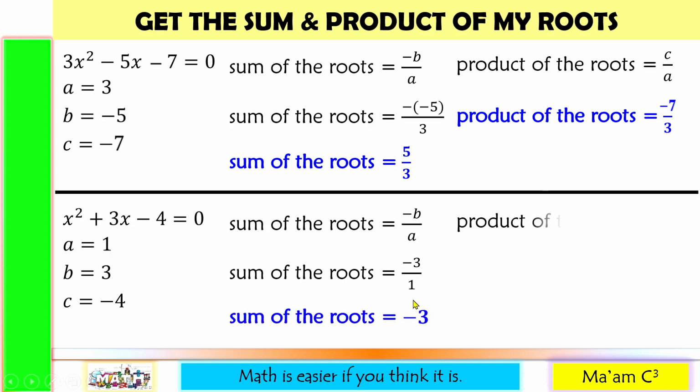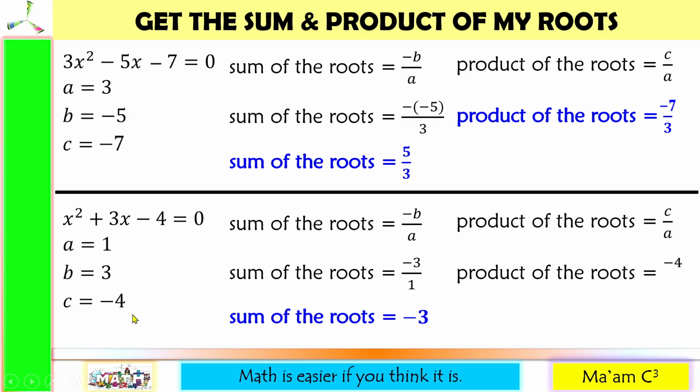For the product of the roots, we have C over A, and our C is negative 4 divided by the A, which is 1. Negative 4 divided by 1 is negative 4. Let's move on to our next activity.